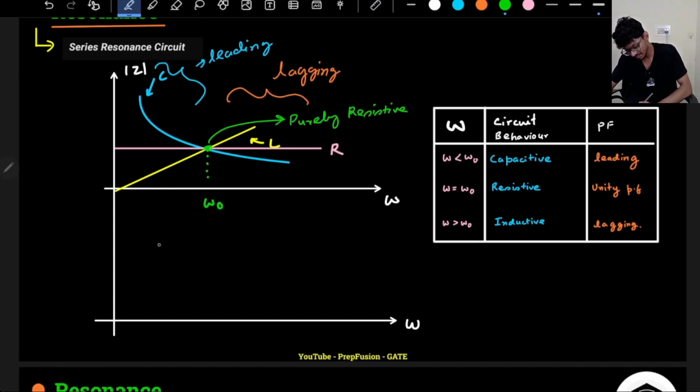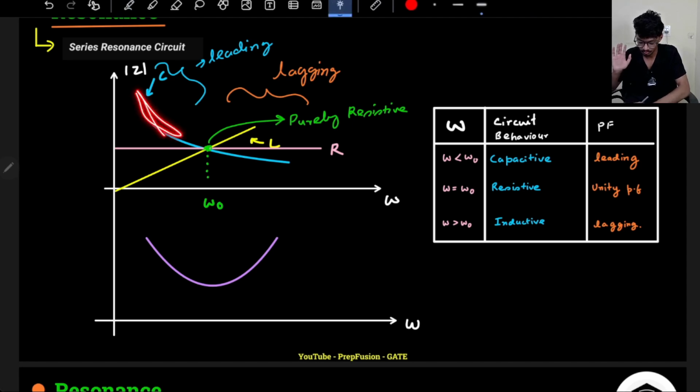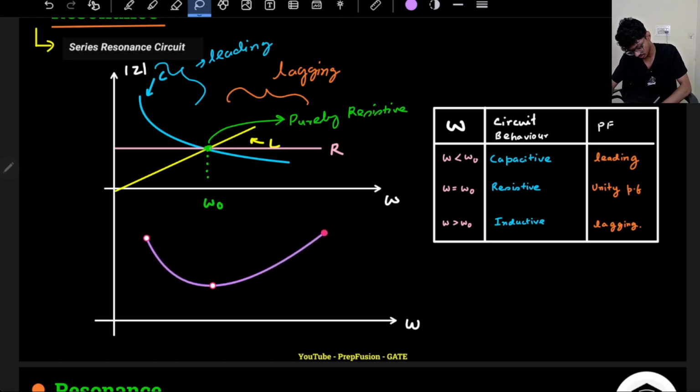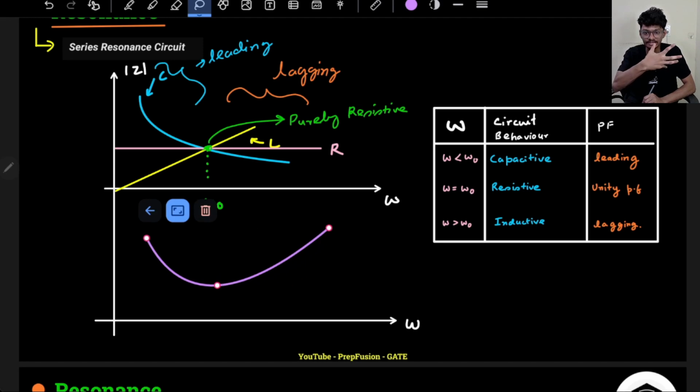It will not be exactly like a few teachers I have seen, they draw this exactly something like this. It's like symmetrical, right? About omega naught it is symmetrical. No, but about omega naught it is actually not symmetrical, because this is not a proper parabola or something like that, right? This is some hyperbola. So it will be tilted basically. So this will be linear as omega is increasing. As omega is very high, my circuit is almost purely inductive.